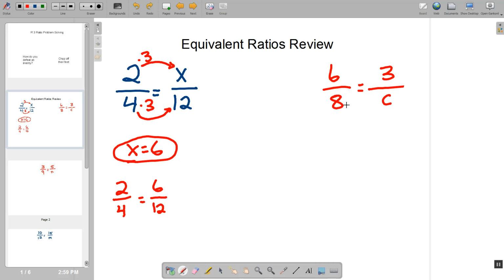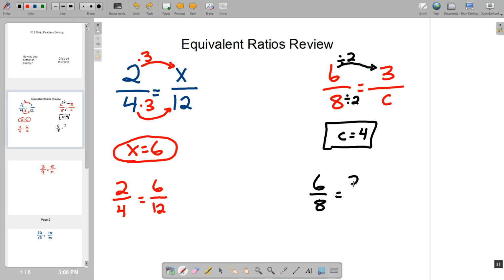For the problem on the right, it's similar but not the same. Once again, we're going to try to find a pattern working from one fraction to the other. I notice that 6 divided by 2 is equivalent to 3. Therefore, if I do 8 divided by 2, my c can be an answer of 4. Once again, I like to rewrite my two fractions to make sure they make sense, and it is true that 6/8 and 3/4 are equal. So this is what we've been covering: finding patterns to work from one fraction to the other. Multiplying by 3, dividing by 2, doesn't matter. We can multiply and divide by any number as long as we have equivalent ratios.